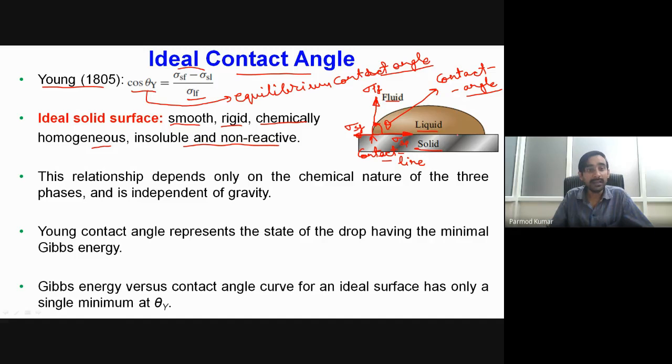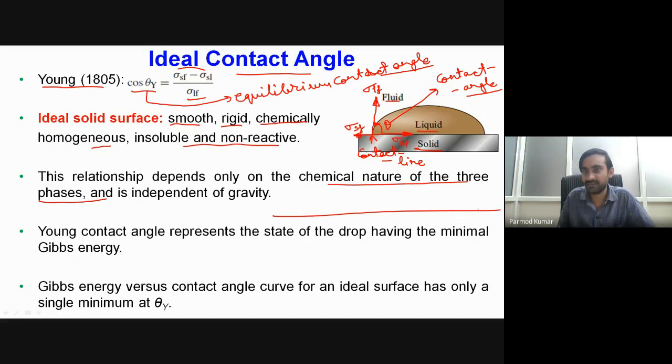Okay. Now, this relationship depends only on the chemical nature of the three phases. So you can see over here what we are doing. We are considering that it depends upon the value of surface tension between the solid and fluid, solid and liquid, and liquid and fluid. So it means it depends only upon the chemical nature of the three phases and is independent of gravity. Okay, so this is one important point, because when we change the size of the droplet, then because of the gravitational field there will be distortions in the shape of the drop.